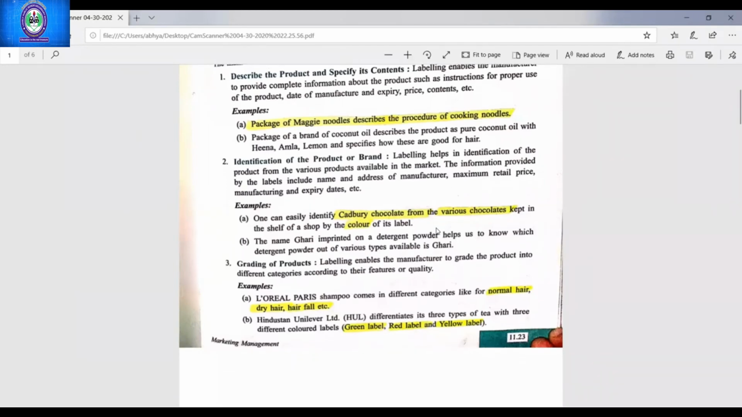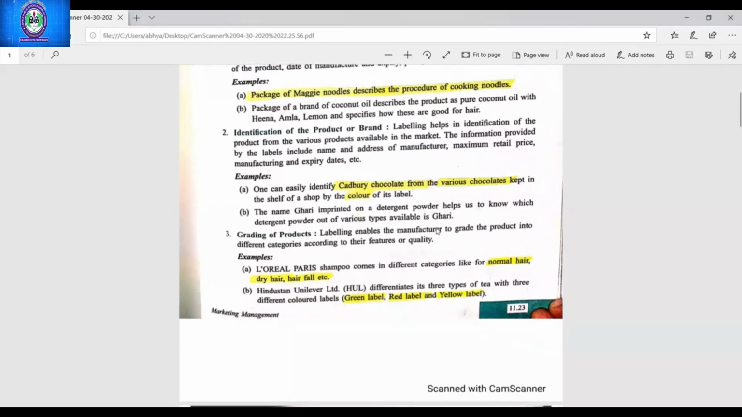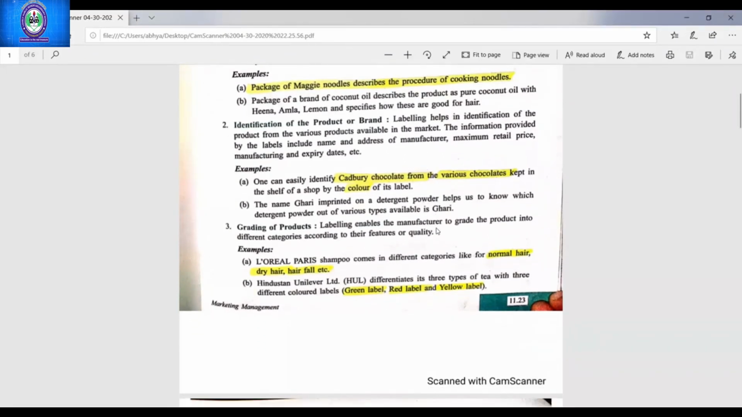Okay students, so third is the grading of the product. Grading means classifying the product. Classifying means making a group of similar nature products. So only with the help of labeling, we can do the grading of the products.